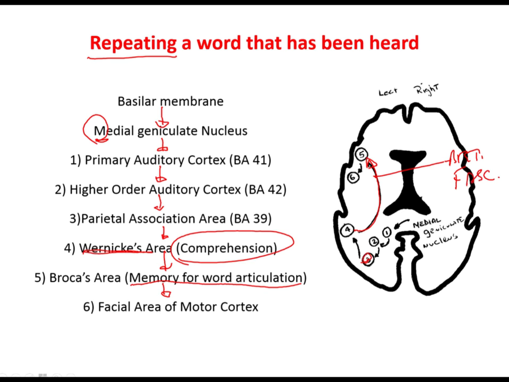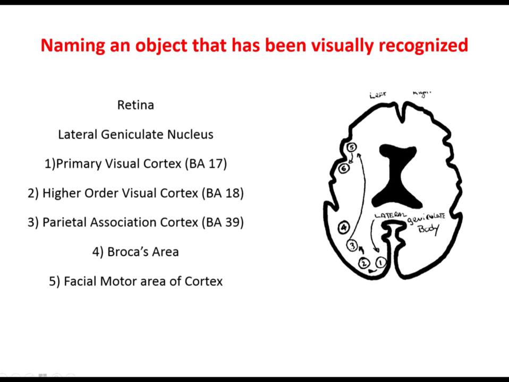Now let's contrast this with naming an object that has been visually recognized. So now we're going to name an object. If I had an eraser, or let's say a cell phone, and I lift the cell phone up and ask, what's in my hand? Reflexively, you recognize it, and here there's no comprehension involved. You're going to name it, and you say cell phone very quickly. So this is visually recognized, but there's no comprehension here.